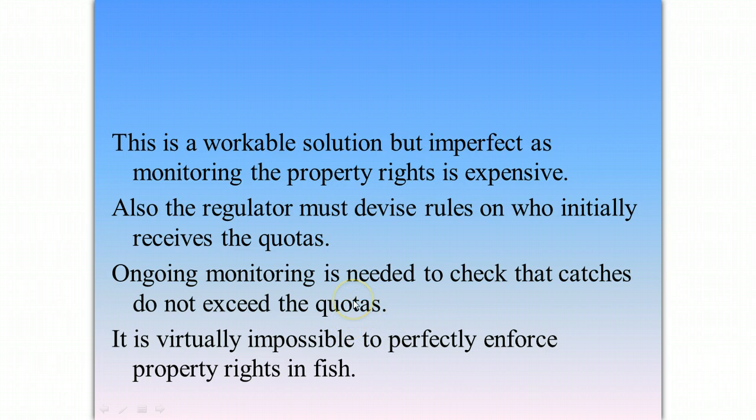But unless you can do this on the vessel, you're not necessarily going to be able to check what a vessel catches. If you just look at what they bring to shore, you may not be getting a fuller picture. So there is and has been some on-sea monitoring. It's virtually impossible, though, to perfectly enforce property rights in fish.